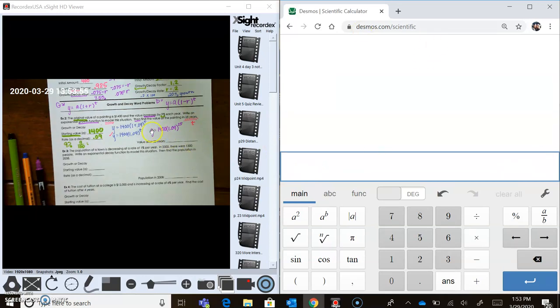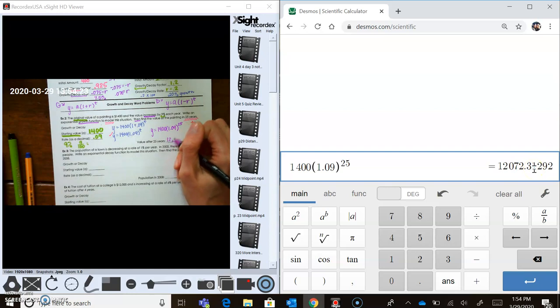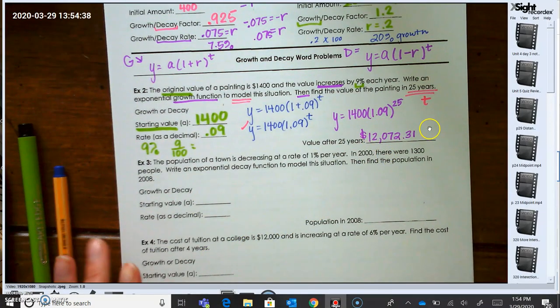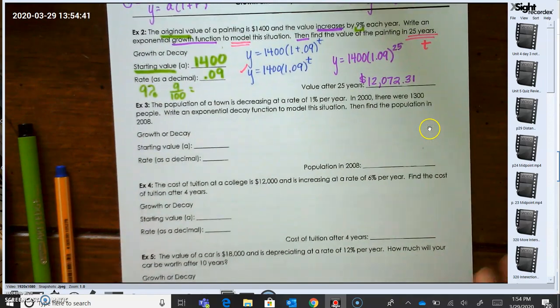Got my calculator, and I'm going to type this right in. 1,400 times 1.09 to the 25. And here's what this tells me. In 25 years, that $1,400 painting is going to be worth $12,072.31. All right, so that's how much our painting's worth in 25 years if it increases 9%. All right, 9% each year.